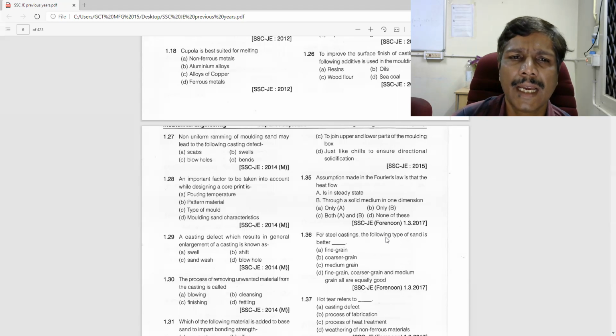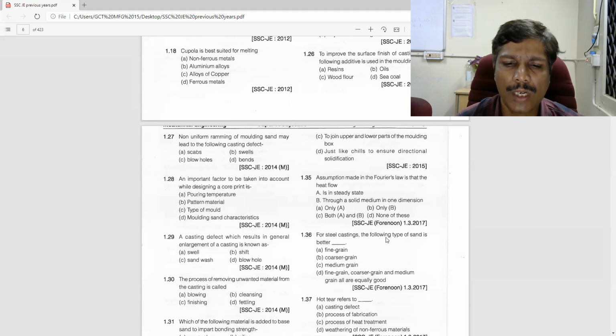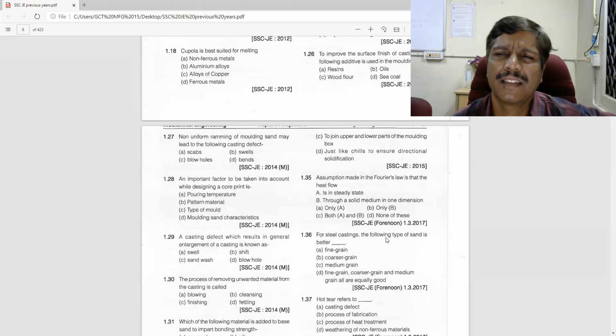An important factor taken into account while designing a core print. What is the purpose of a core print? Core print is used to support the core. It is a depression made in the molding setup, created in the sand. So we have to know the molding sand characteristics. Molding sand characteristics is the right answer, because pouring temperature does not deal with the core print.